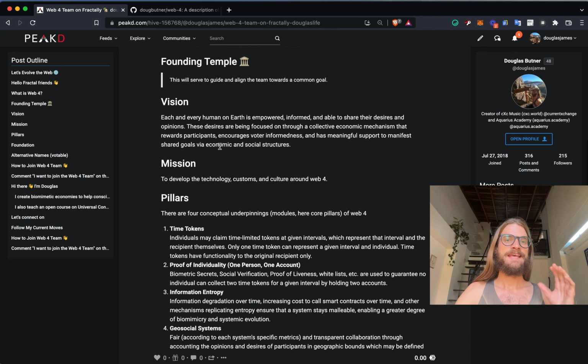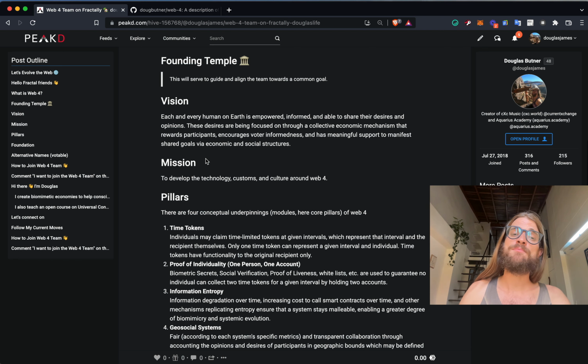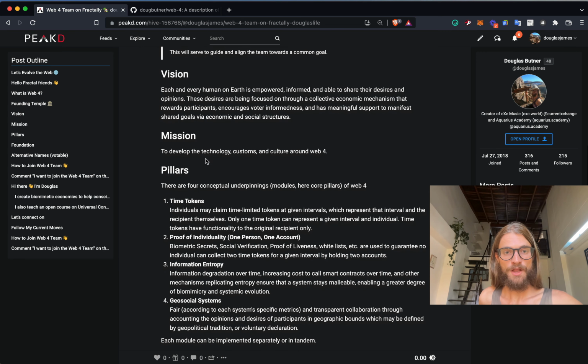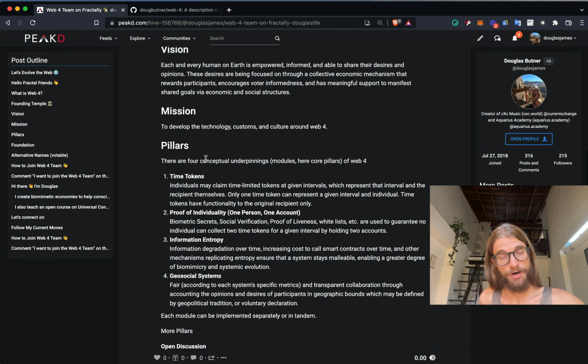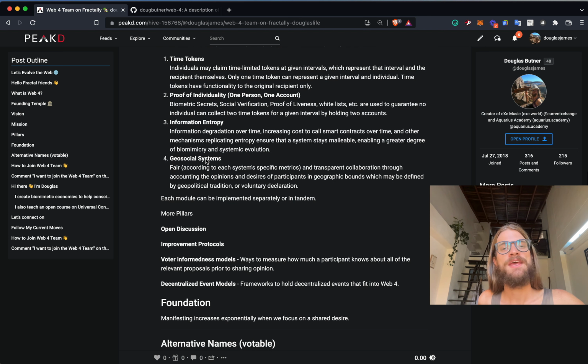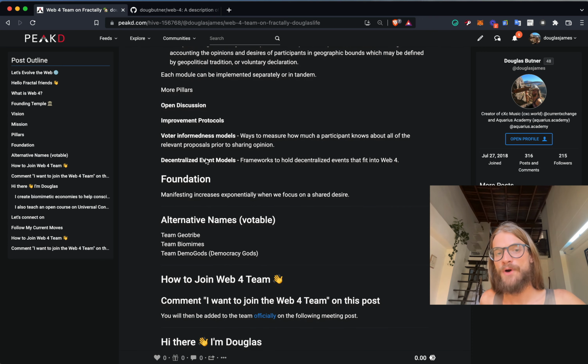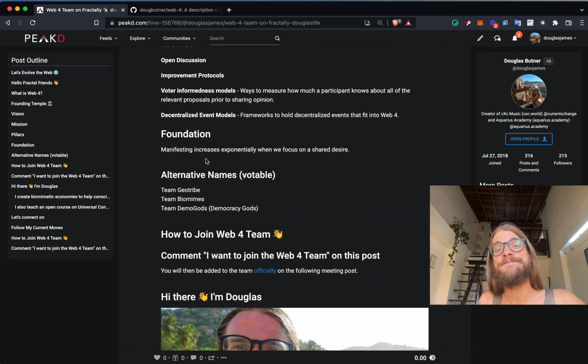So, okay, our vision. The vision should be the idealized version of the world. Each and every human on Earth is empowered, informed, and able to share their desires and opinions. These desires are being focused on through a collective economic mechanism that rewards participants and encourages voter informedness, and has meaningful support to manifest shared goals via economic and social structures. Mission: to develop the technology, customs, and culture around Web 4. Pillars: time tokens, proof of individuality, information entropy, geosocial systems, open discussion, improvement protocols, voter informedness models, decentralized event models.